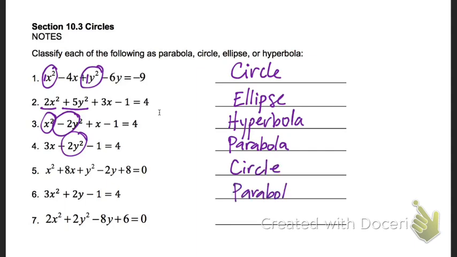Number 6. Parabola. Number 7. Good. So you choose circle over ellipse. Circle because they're the same number and the same sign. But isn't ellipse same sign? Yeah, but they're different numbers. So number 2, it has a 2x squared and a 5x squared.